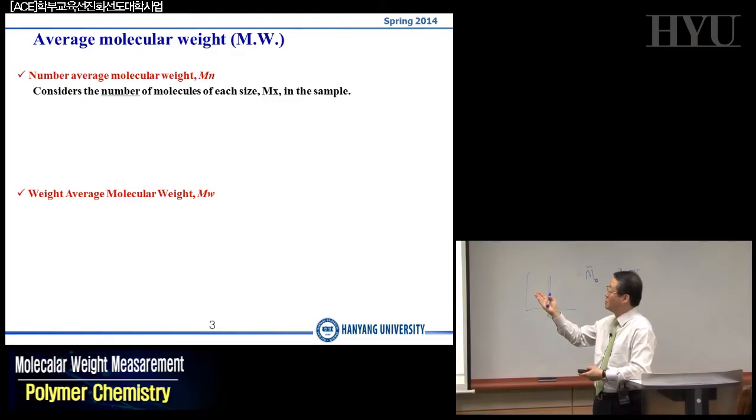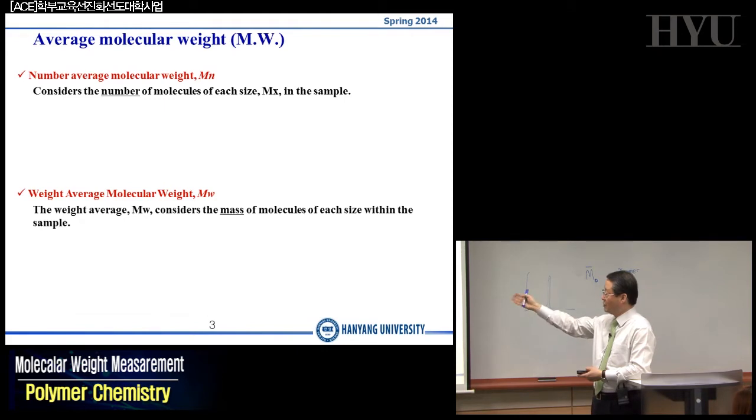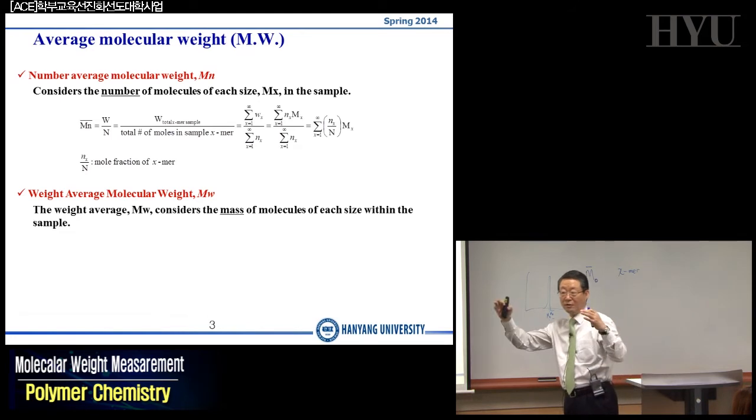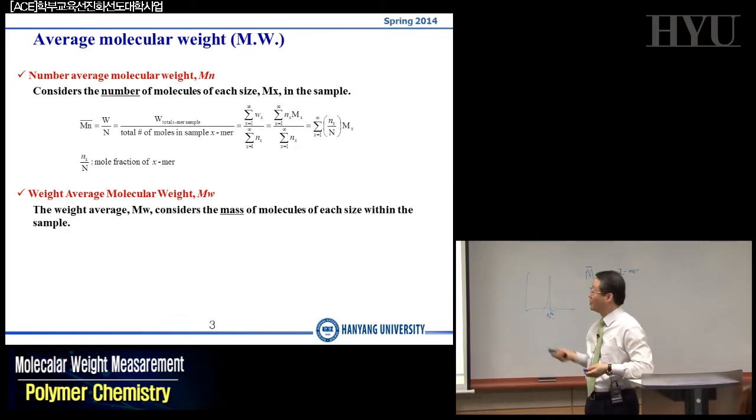Okay. In this case, we consider the mass of the molecules, the weight of the molecules. And the equation looks something like this. Mn bar, of course, is equal to W divided by N. W is the weight of your total Xmer, divided by the total number of the molecules in the sample Xmer. Although it looks quite similar, we have different numbers, different sizes of each molecule.